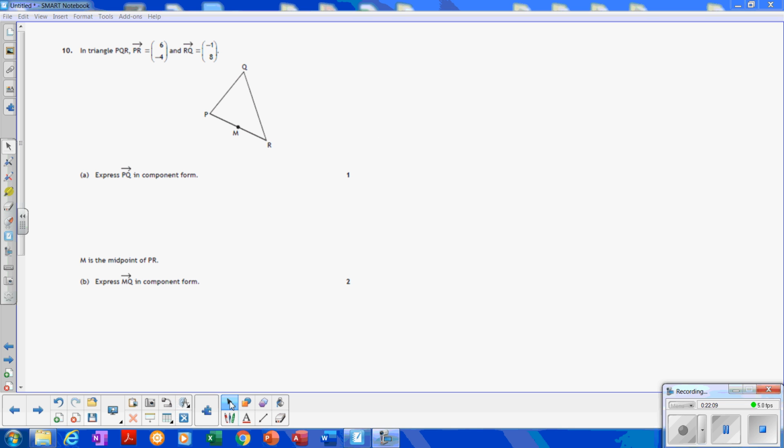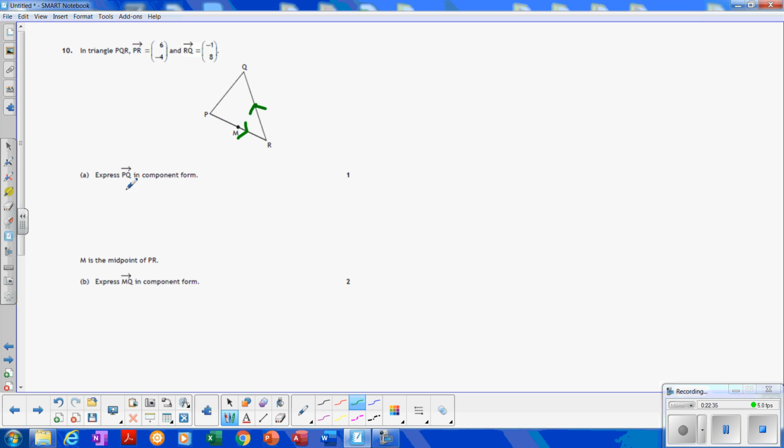Now our vectors question. So first one, it says in triangle PQR, PR has got components 6, minus 4, and RQ has components minus 1, 8. Right, so what I'm going to do is, there's PR, so I know that route, so I'm going to put a wee arrow going that direction. Then I know from R to Q, so there's RQ, so I know that vector there.